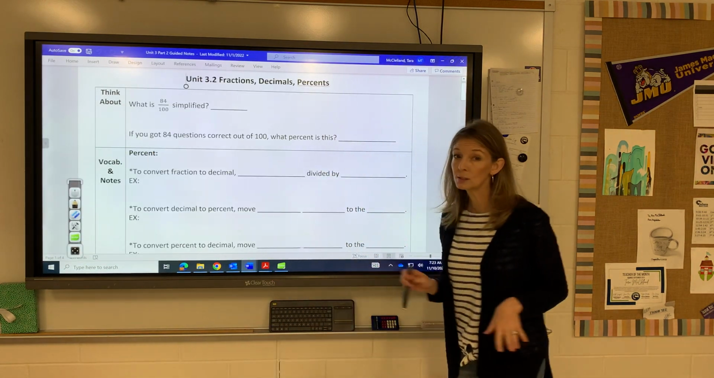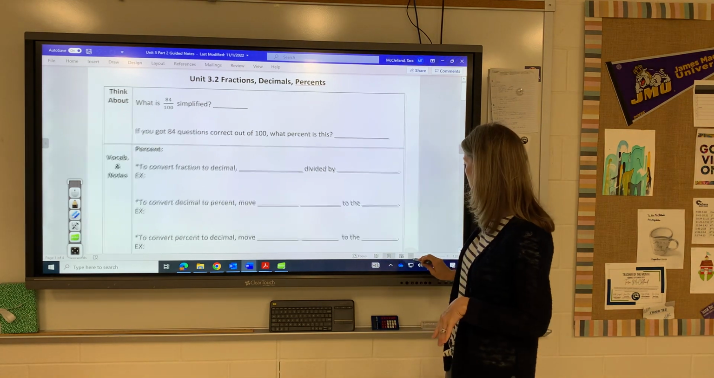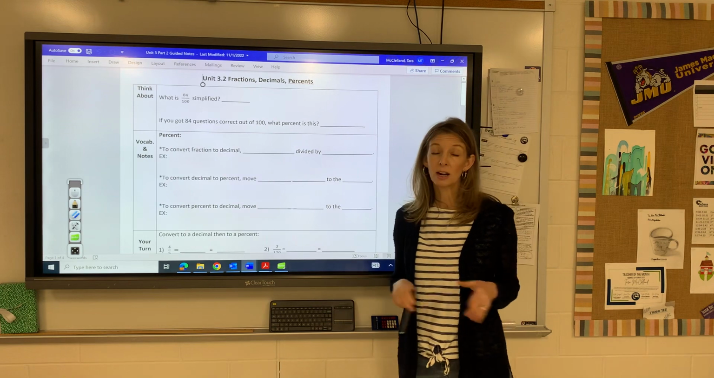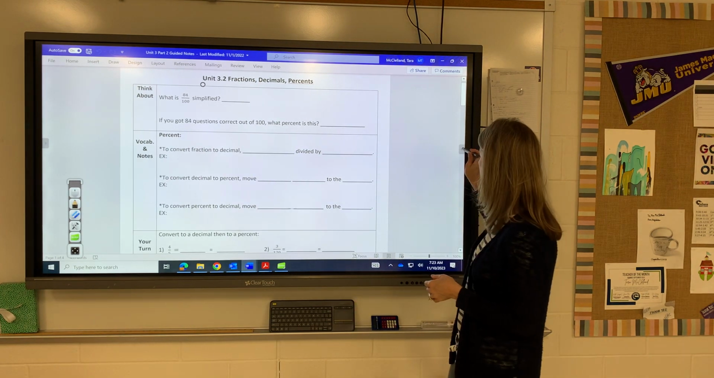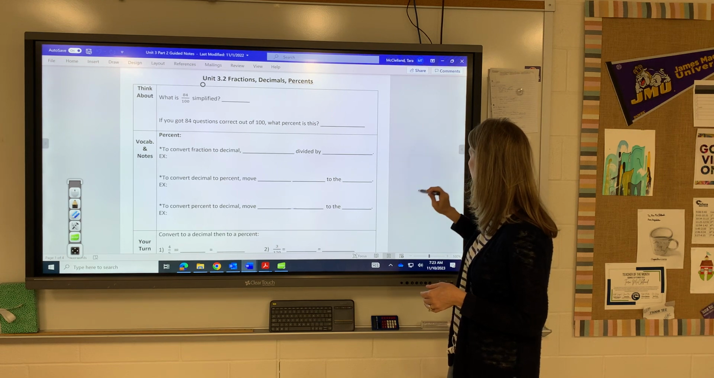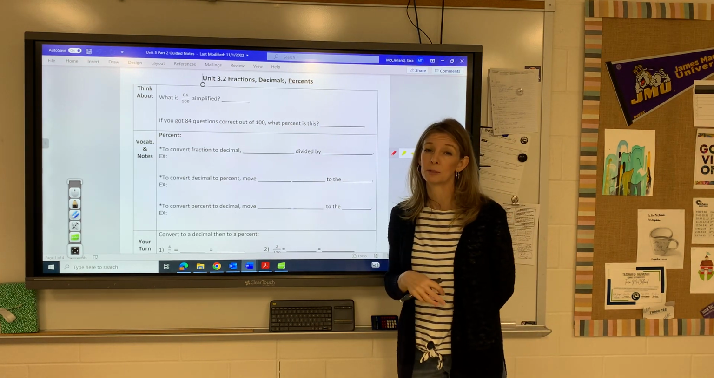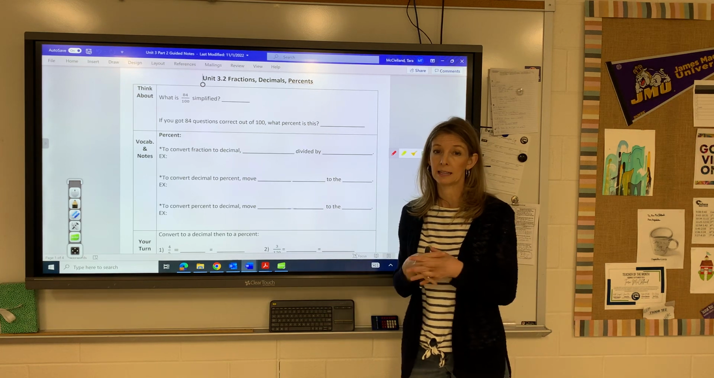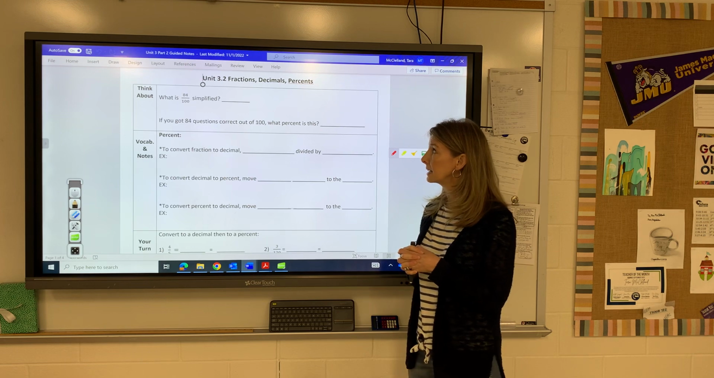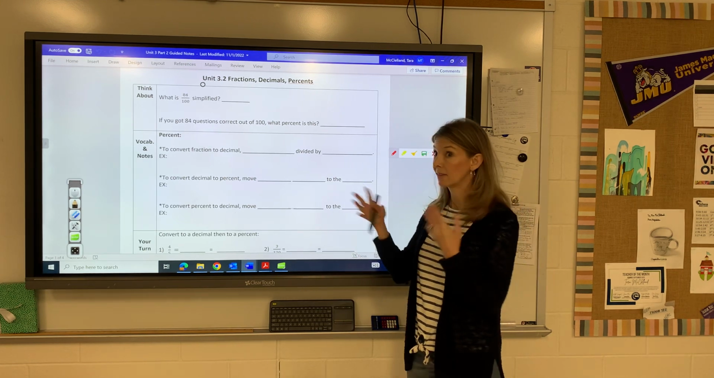All right, first page of our notes, really we're going to go through this quickly. It is a basic review, things that we've already talked about this year, as well as things that you learned in elementary school. So to start with, our unit is fractions, decimals, and percents, and realize these are all related to each other. We can take any number from a fraction, go to a decimal to percent, and vice versa.